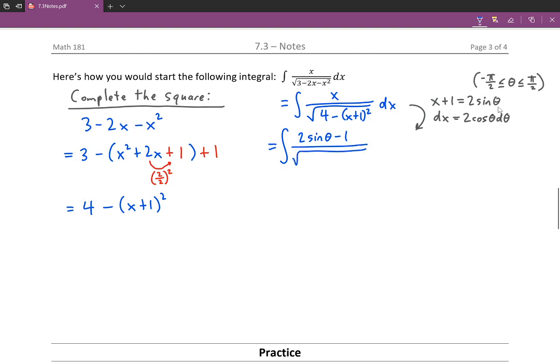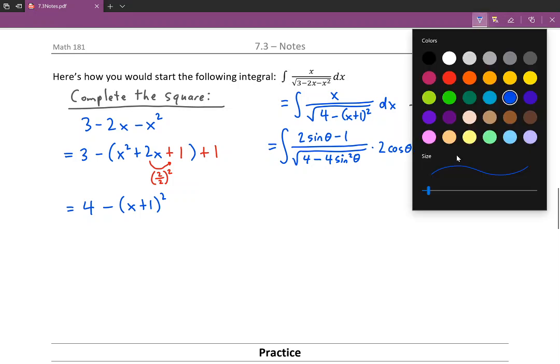Now in the radical, we're going to have the square root of 4 minus, and I'm going to go ahead and just square the 2 sine theta that we're going to replace the x plus 1 with. So I'm going to get 4 sine squared theta. Don't forget to replace the dx. This is a super common mistake. So replace the dx with the 2 cosine theta d theta that we came up with.